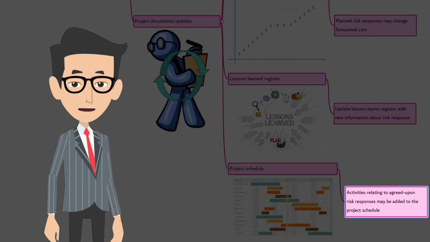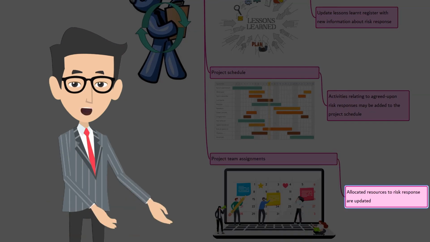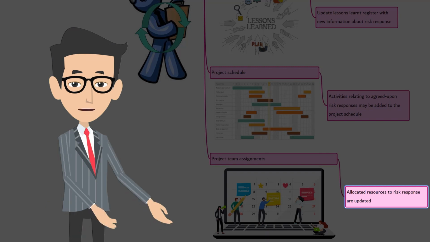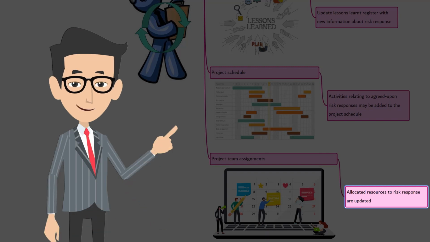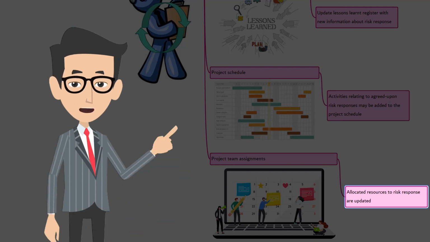Project schedule. Of course, you have to implement the agreed upon risk responses, right? To do that, you need to plan for activities. Those activities need to be added as a part of the project schedule. Simple. Project team assignments. Once the risk responses are confirmed, the necessary resources should be allocated to each action associated with the risk response, naturally. These resources include suitably qualified and experienced personnel to execute the agreed upon actions. Typically, this includes specific budget and time for the action and also technical resources to complete the action.